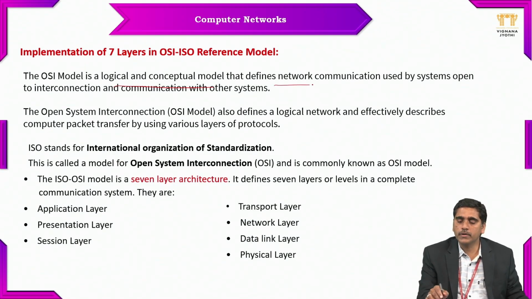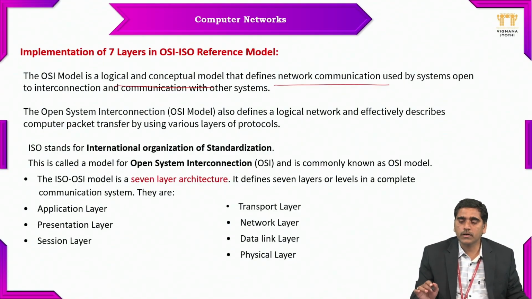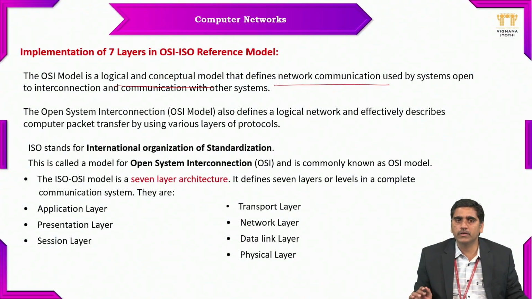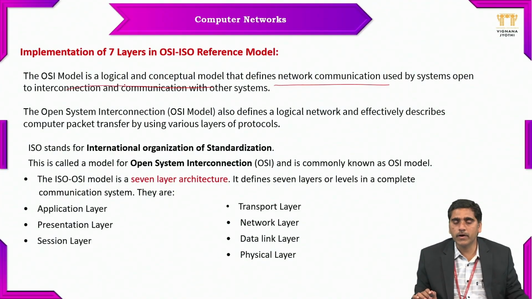In order for one system to communicate with another system, or with multiple systems together, network communication is very important. For that communication, a network model, that layer architecture, the OSI ISO reference model, is required. This OSI model is a logical and conceptual model that defines network communication used by systems open to interconnection and communication with other systems.